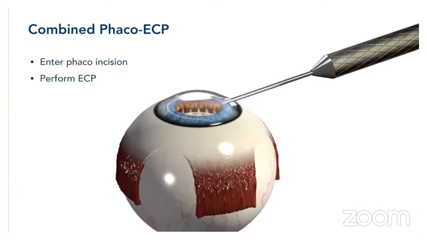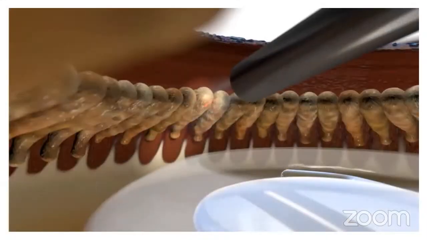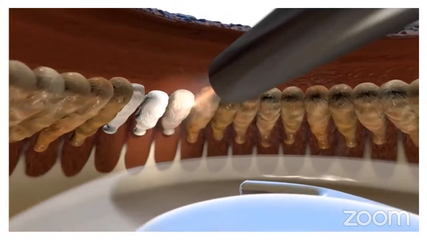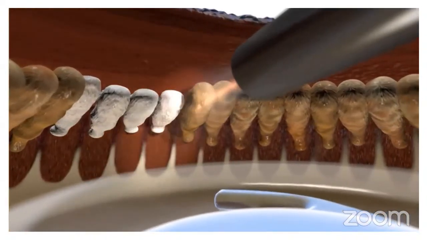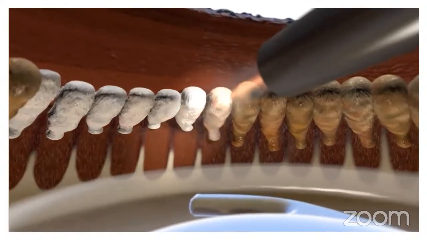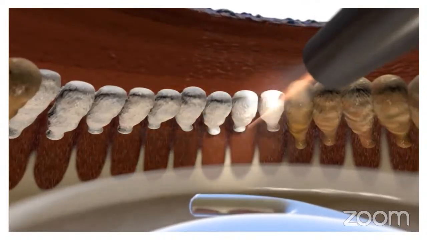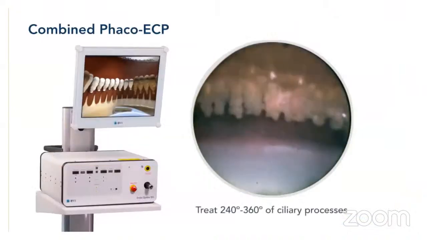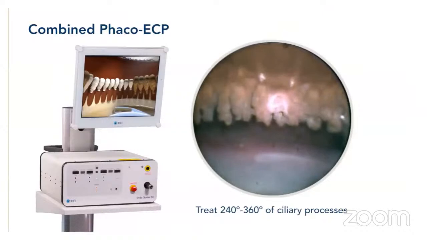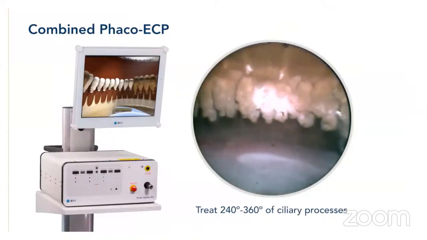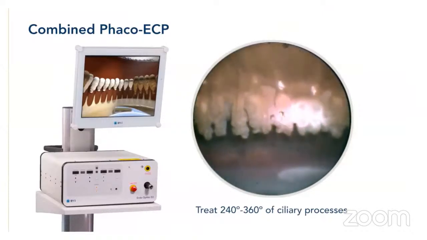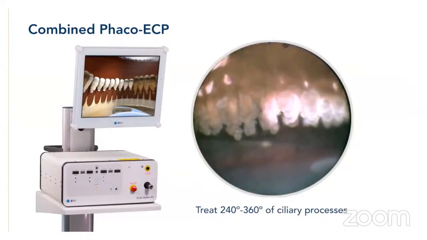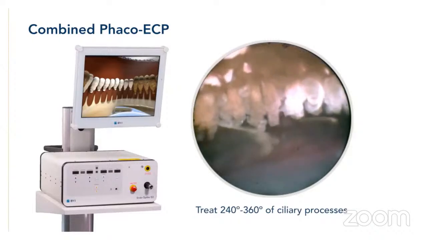This is a combined effect of the CCB. The entry is from the side port, temporally and nasally 180 degrees, and the endoscopic probe is inserted into the anterior chamber. Before that, the iris bombe is created by the visco, and after that the ciliary process is destroyed by the probe, treating a maximum of 240 to 360 degrees of the ciliary process.